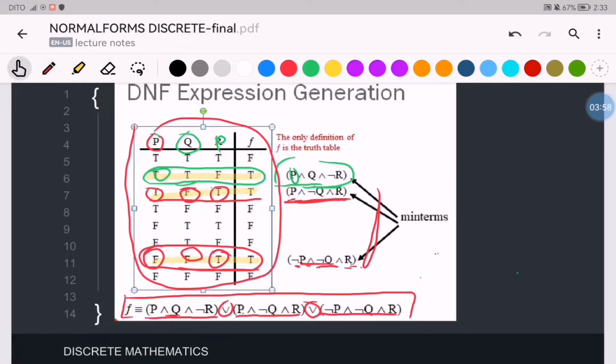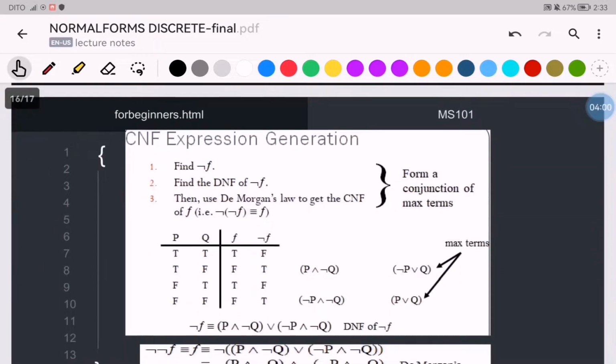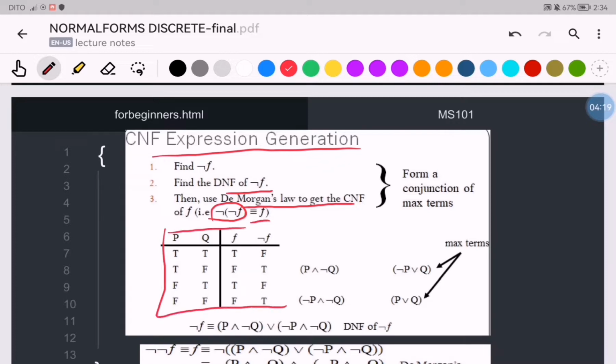So the next one is CNF expression generation. For example, in number 1, find the negation of F. Next, find the DNF of the negation of F. Then use De Morgan's law together with CNF, where the double negation is F. For example, given P: true, true, false, false, and Q: true, false, true, false. Then F is true, false, true, false.